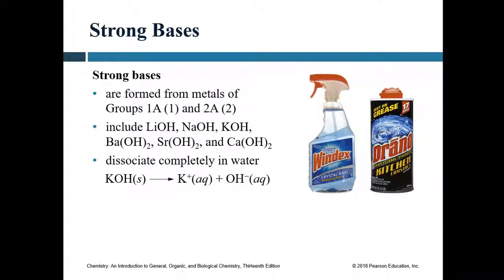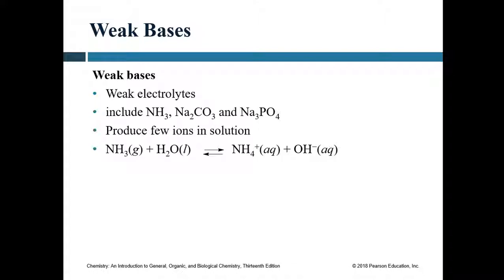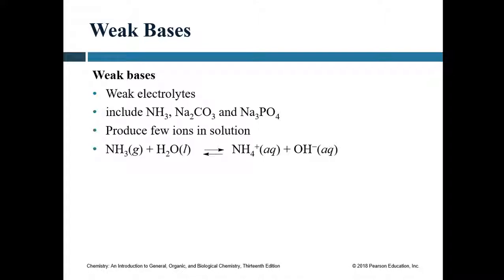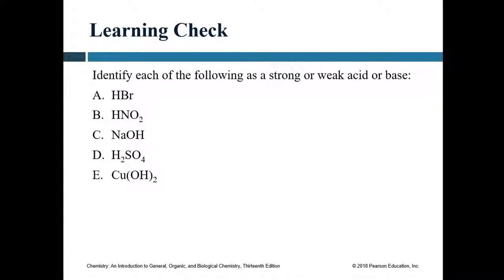So for this class, if we say, identify the strong base, well, if it's in the first or second column, and we have an OH with them, except for magnesium, then they're going to totally dissociate in water, meaning they are going to be strong bases. Whereas weak bases are weak electrolytes and only produce a few ions in solution. And you go, well, how do I know which ones are the weak bases? Because they're not the strong bases. The weak bases only produce a few ions in solution, so most of the stuff in solution is going to be sitting around and still actually be ammonia in our water.